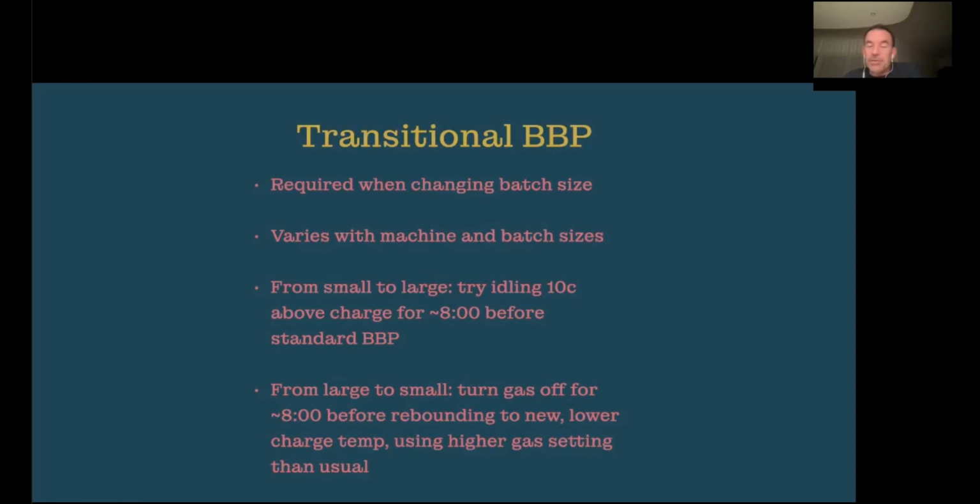If you were going from larger batches to small, you might turn the gas off for about 8 minutes and then turn it onto a higher setting than you would usually use during your BBP so that you rise up to your charge in about a minute. This takes a lot of practice. This is very advanced. It's going to take a lot of practice, and if you stick with only those two batch sizes and practice this transitional BBP, eventually you'll master it so that the first batch of the different batch size is on target. But again, this takes some practice to really get right.